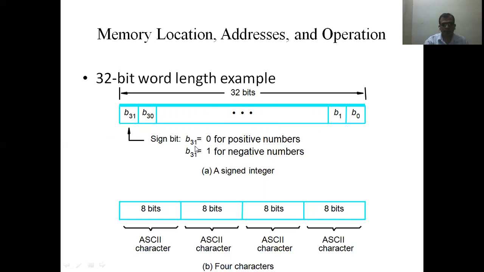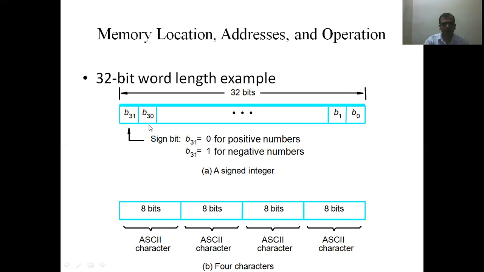Okay. Next, the B31 is equal to 0 for positive numbers. So the last box, that is nothing but this. Here, if the value is 0, then the number is represented as a positive number. If the value is 1, the number is represented as a negative number.